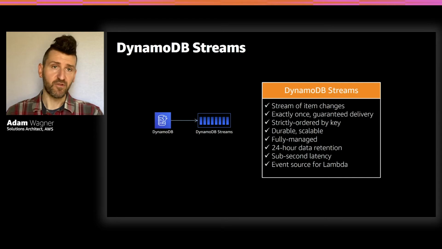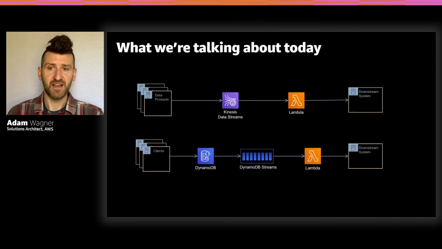So you create a new item, you update an item, you delete an item, it's going to end up there on that stream. It's strictly ordered by partition key, by hash key, and it's retained for 24 hours. Connect a Lambda to it, and that's what we're going to talk about in detail today.